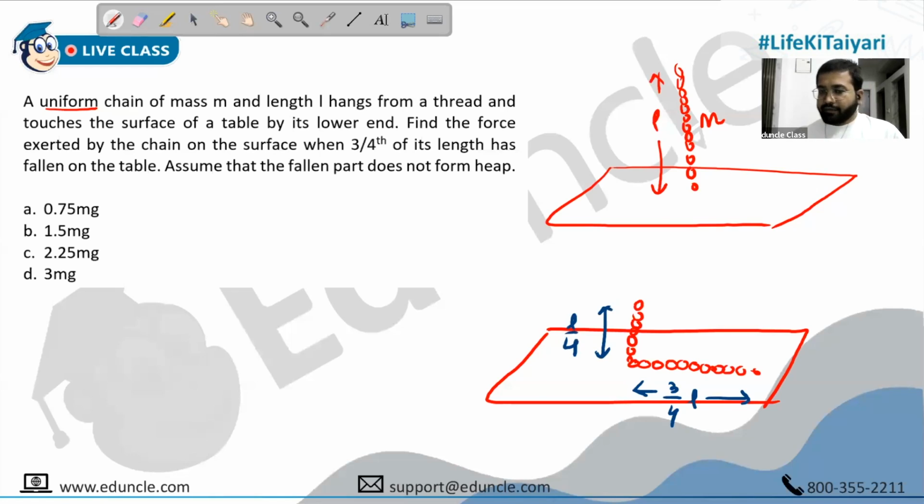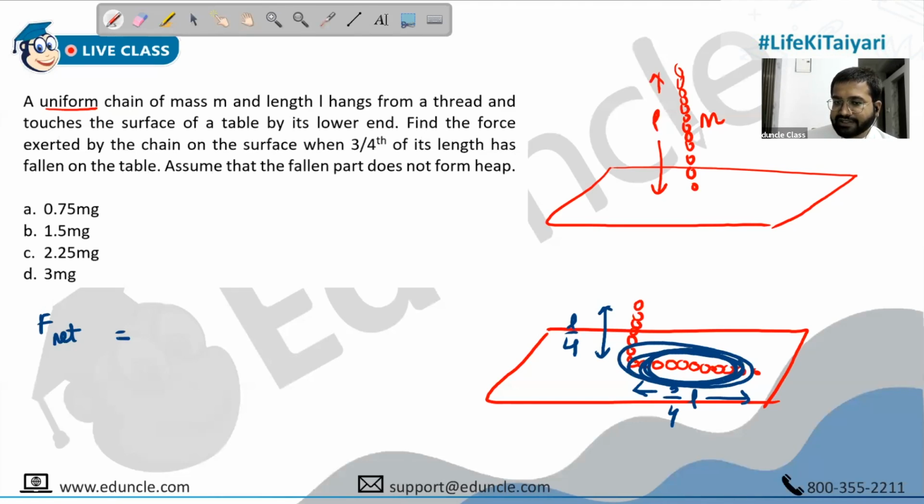My question right now is, even though we know we have to use thrust force, at this instant, what is it that they are asking? Find the force exerted by the chain on the surface. Okay, first of all, there are two forces which are going to be exerted by the chain on the table. One will be due to this chain which is already on the table. And what is the force due to this chain which is on the table? It will be weight. Normal reaction or weight of this chain.